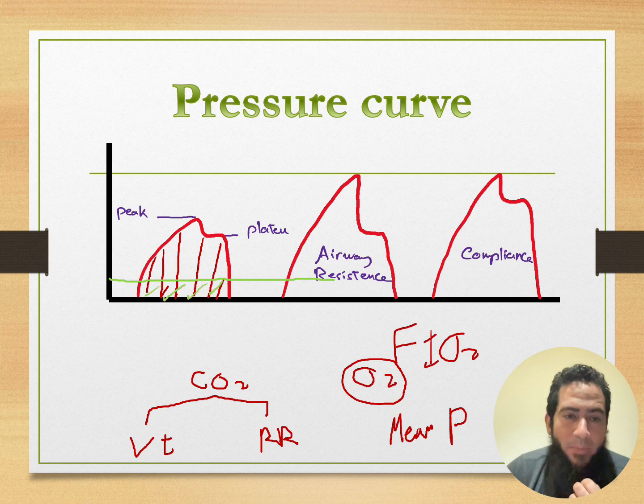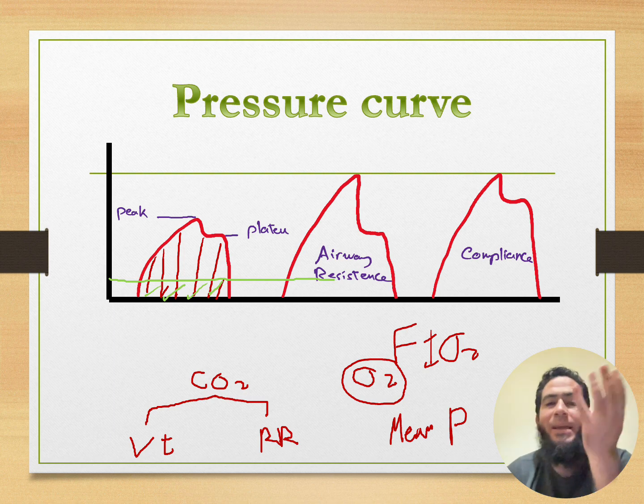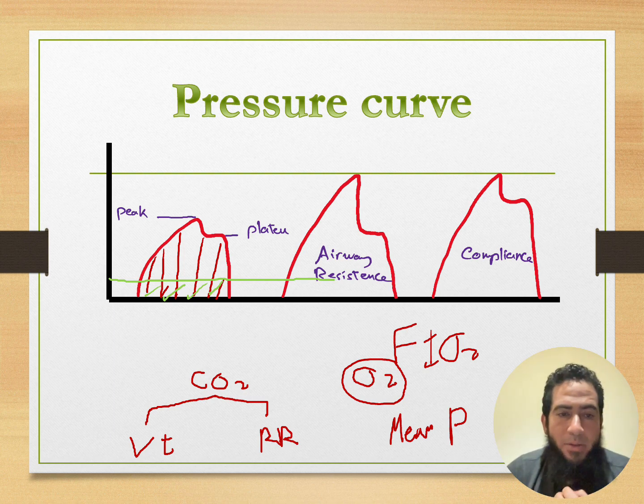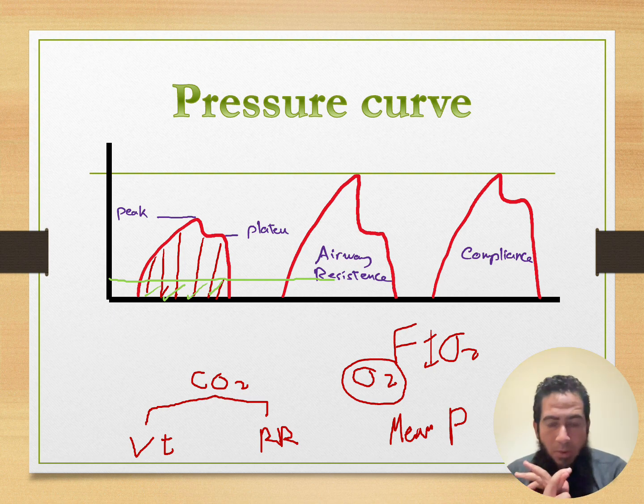So if you added PEEP to this curve, the whole curve will be taken up, okay? And this part will be added. So adding PEEP, or increasing PEEP, will increase the area under the curve. That's why increasing PEEP will recruit more alveoli and will increase oxygenation. And we do this actually in hypoxic patients, okay?